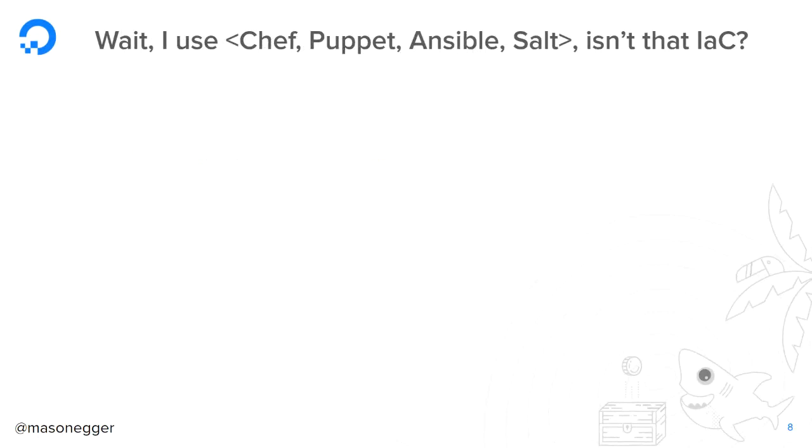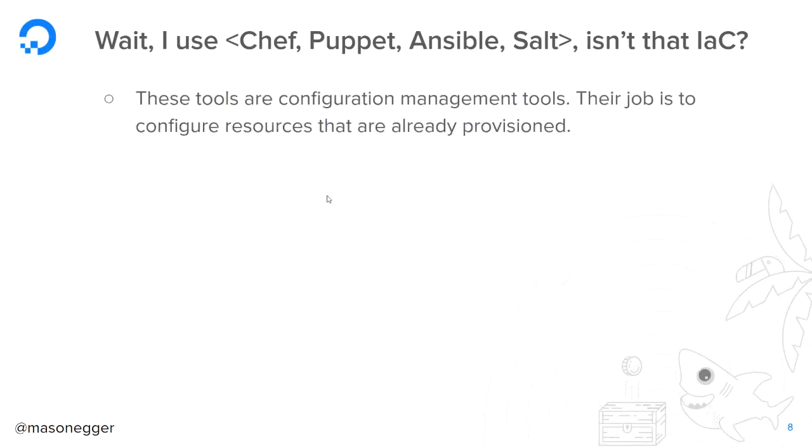And okay, but you might be saying, hey, wait, I use something like Chef or Puppet or Ansible or SaltStack or whatever flavor of tool that you can think of. And yes, are these infrastructure as code? Technically, these are not infrastructure as code tools. These are configuration management tools. Their jobs are to configure resources that are already provisioned.